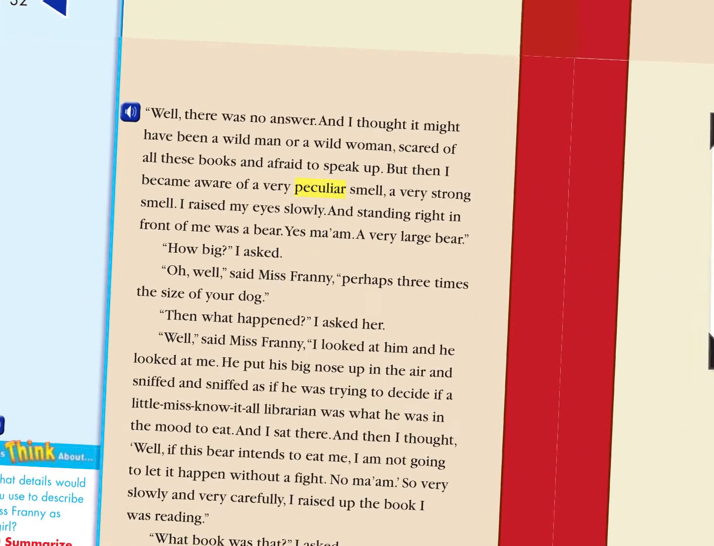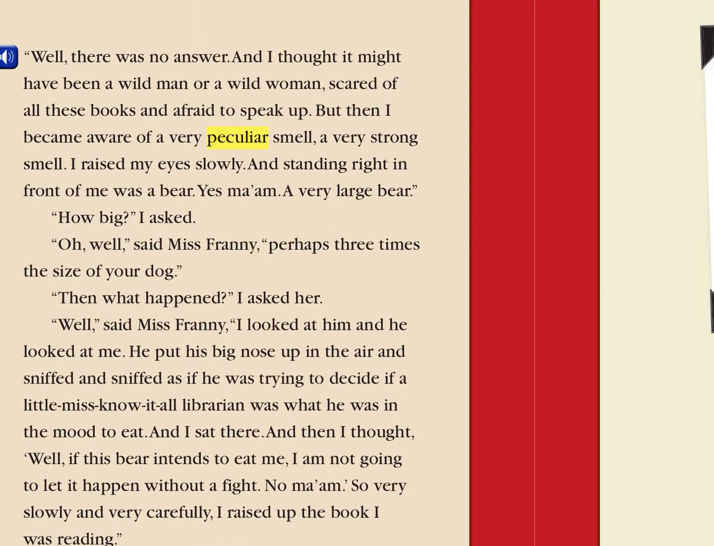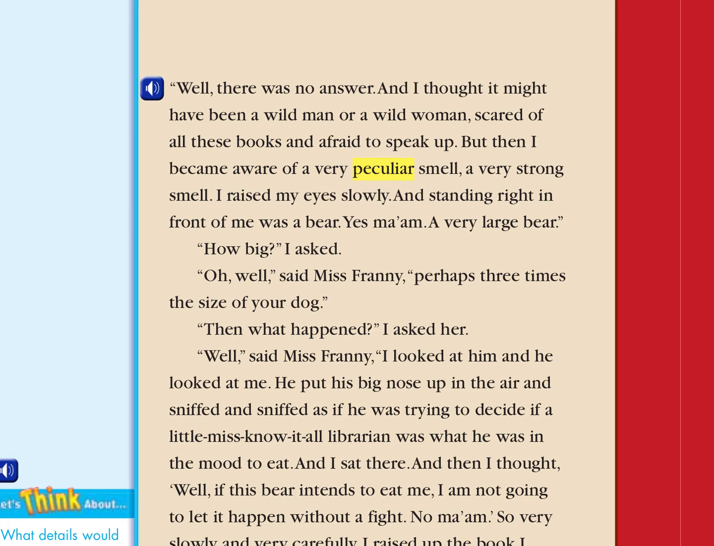I'm noticing it here. So I'm going to begin by reading the words around it. Well, there was no answer, and I thought it might have been a wild man or a wild woman, scared of all these books and afraid to speak up. Now remember, this is when Miss Franny Block is telling them about her experience with the bear. But then I became aware of a very peculiar smell. Oh, I see a clue.